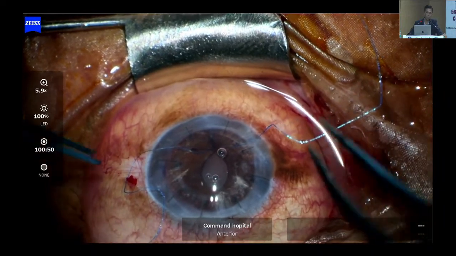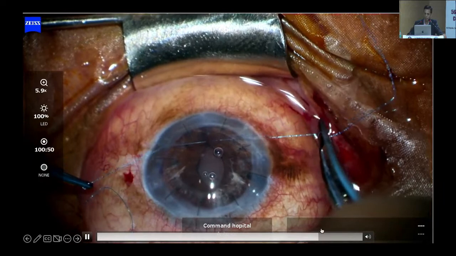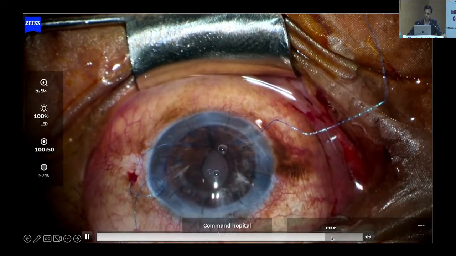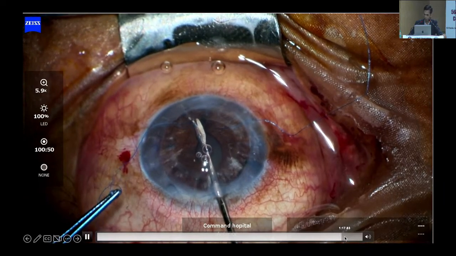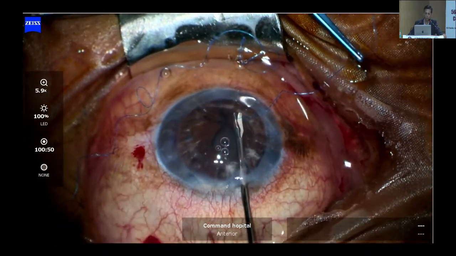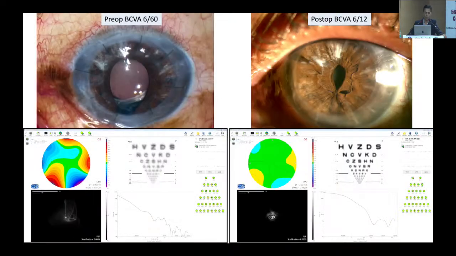So another advantage is that if there are iridocorneal adhesions, they will not reform after you have done a single pass four throw pupilloplasty, and also the angle will be much clearer, and it will drain beautifully after the surgery, decreasing the chances of post penetrating keratoplasty glaucomas. So this is the pre-operative and post-operative picture. From 6/60, the vision has improved to 6/12, and you can see the pre-operative and post-operative optical quality summary in this patient.